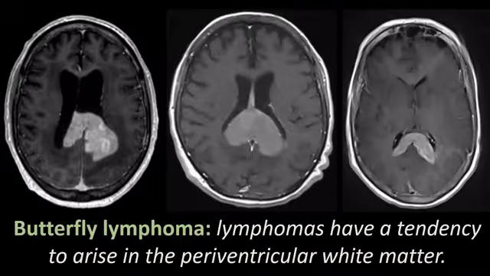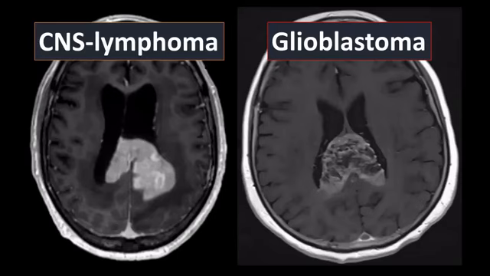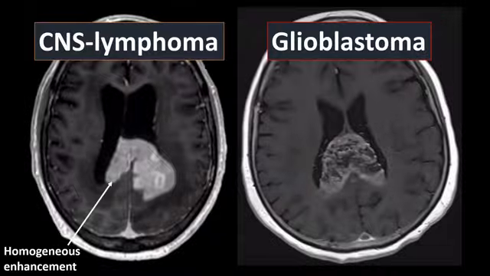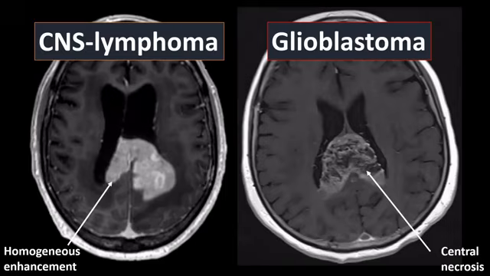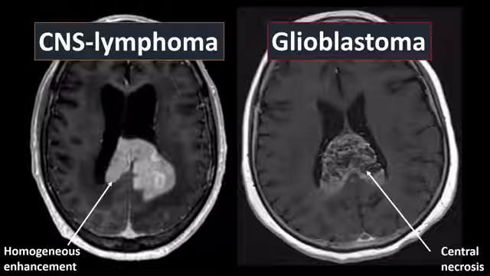And here are some examples of butterfly lymphomas, but there is an important difference between CNS lymphomas and glioblastomas. Well, there are multiple, but I'm just going to focus on one, and that is that lymphomas have a homogeneous pattern of enhancement in the large majority of cases, while glioblastomas almost invariably have areas of central necrosis. So the distinction can, based on this characteristic and some others, often reliably be made, despite the fact that they can arise in the same location.